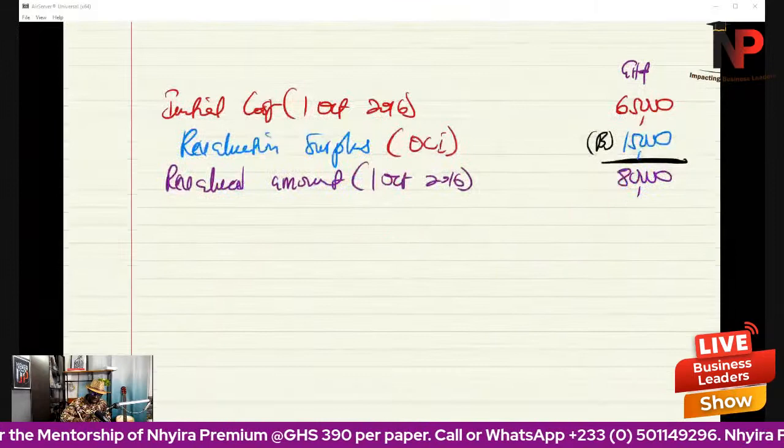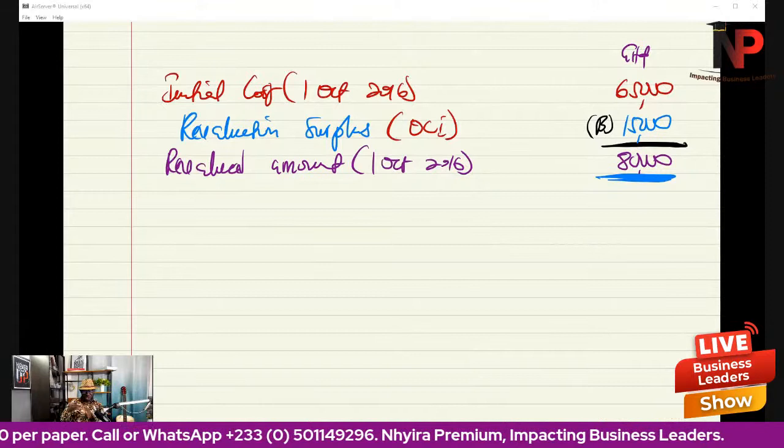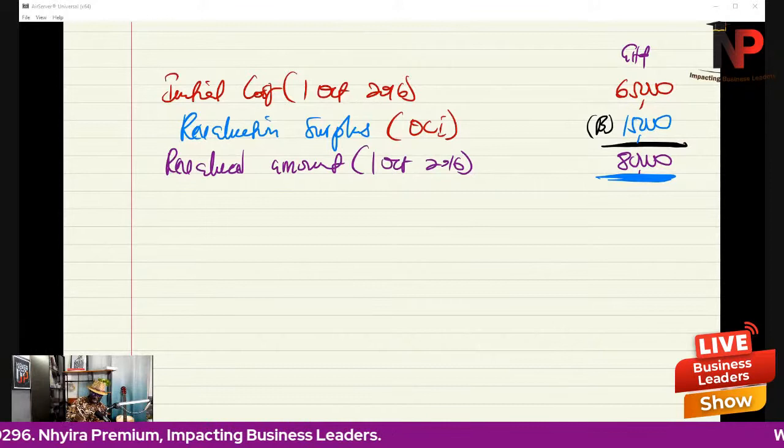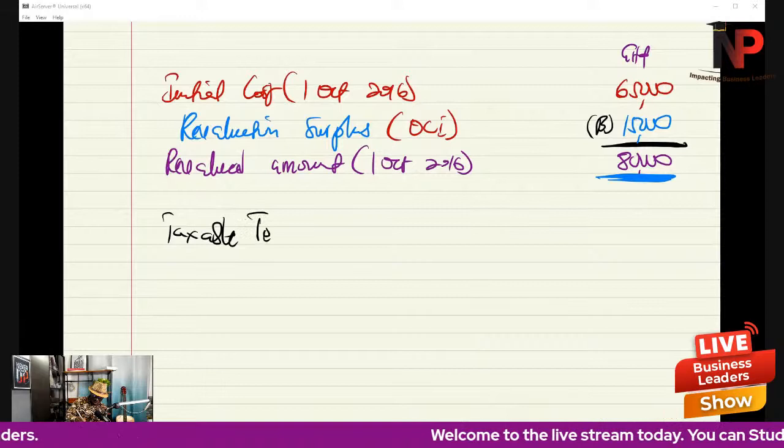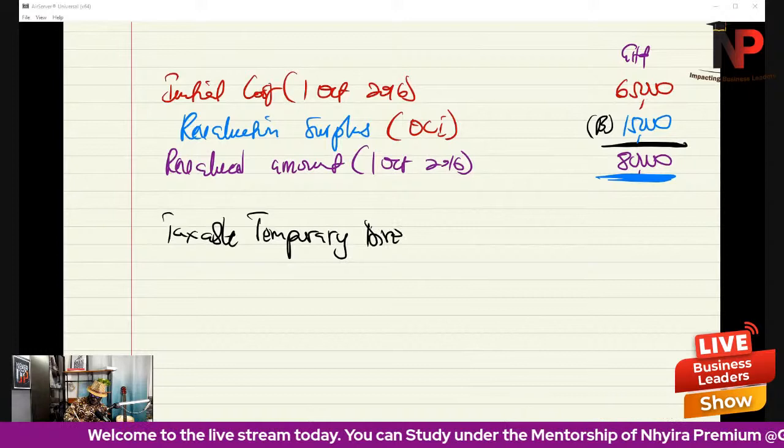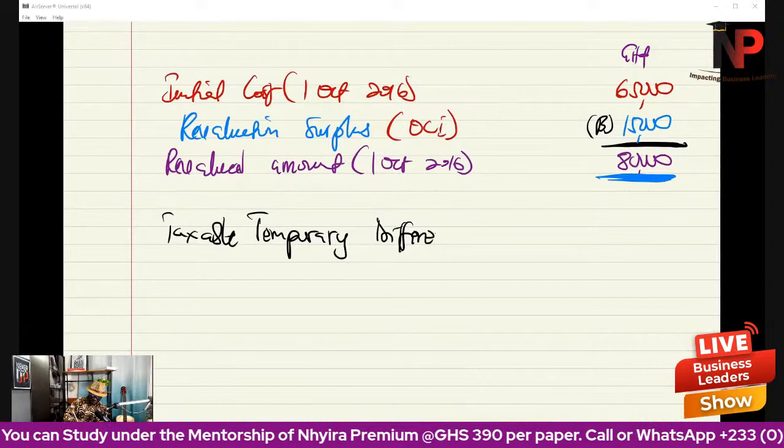So here you are not given the tax base. Are you seeing the structure of the questions? You are not given the tax base in this question. Instead, the examiner is taking you straight and giving you the taxable temporary difference. And if you are not able to distinguish that this is a taxable temporary difference, then that is the end of you, technically. Let me know if that is okay for everyone. So the taxable temporary difference here is 27,000 Ghana cedis.